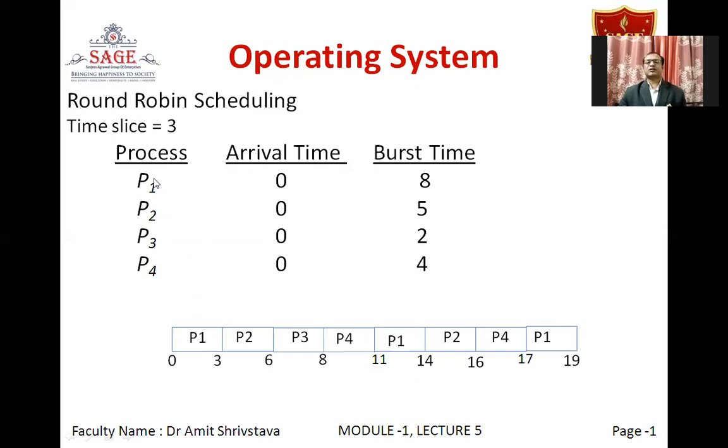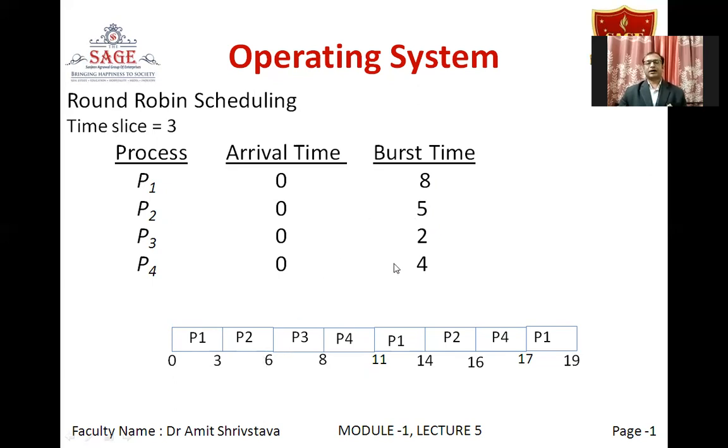So first of all, in sequence, P1 has arrived first. So we will allot 3 unit time interval to P1. Out of 8 unit time interval, we have executed 3 unit time interval. So the remaining time of P1 is now 5 units. P2 is then also allotted 3 unit time interval. So after execution of 3 units, we are left with 2 unit time interval for P2.